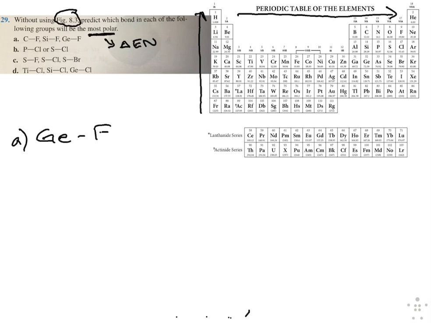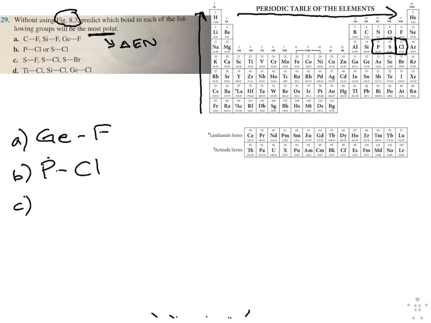For the next one, our two choices are PCl and SCl. So again, Cl is right here, and we're choosing between these. Again, we're picking the biggest difference in electronegativity. So since phosphorus is further to the left than sulfur is, the one that I think is going to be the most polar would be the PCl bond. It's got a bigger difference in electronegativity than sulfur and chlorine would.